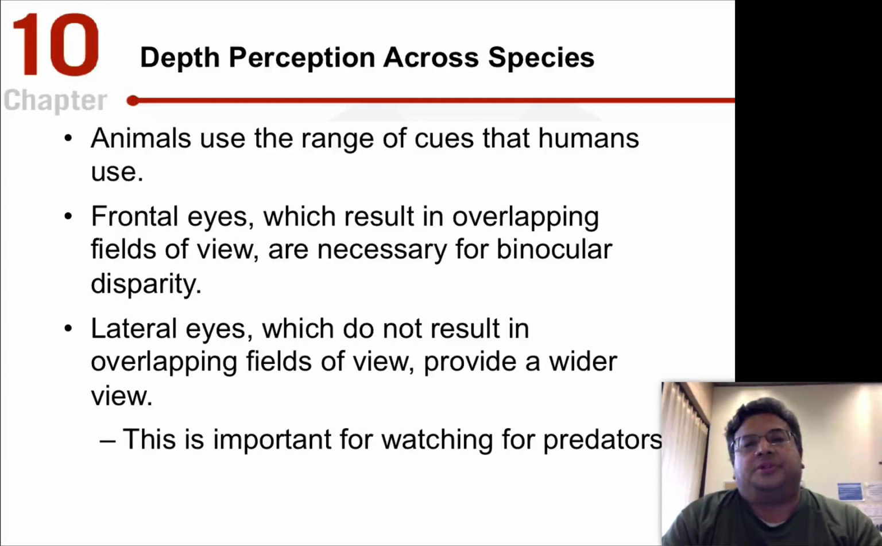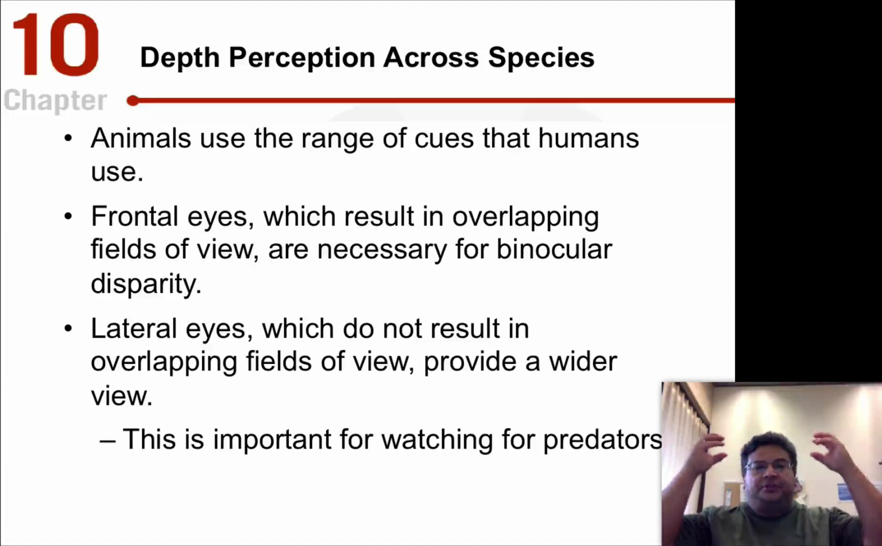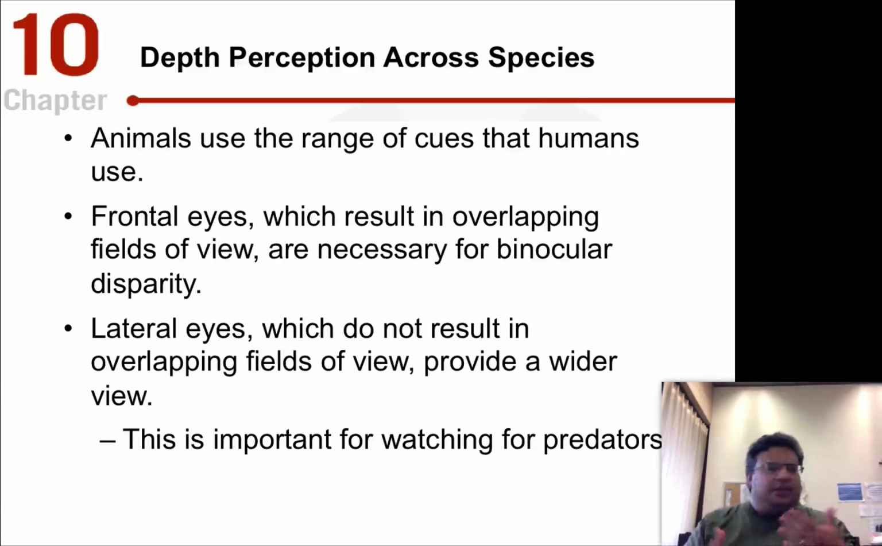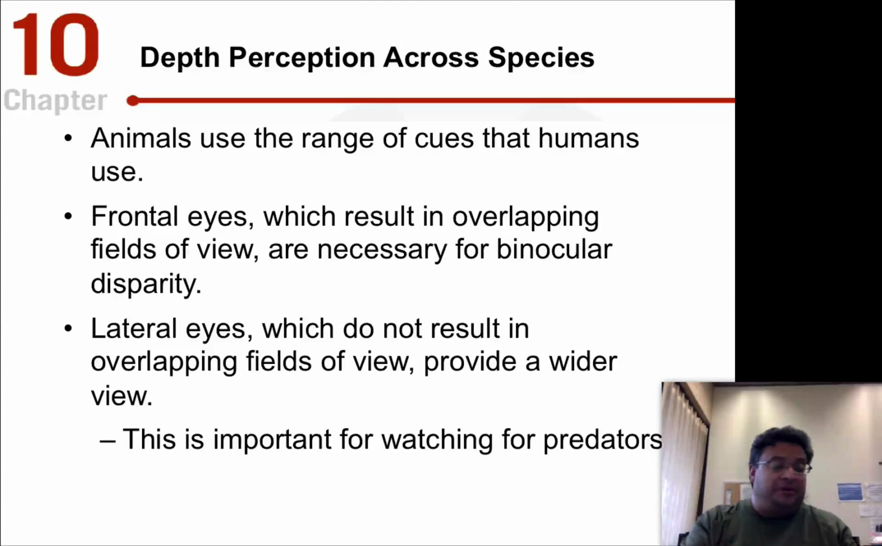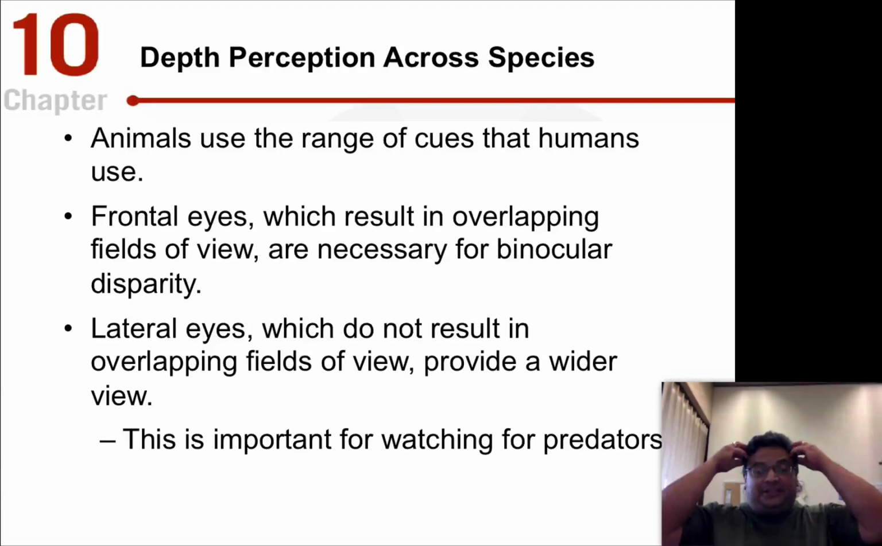Different critters, of course, use different senses for perceiving depth. One of the differences that you can see among mammals is critters that have eyes in the front versus critters that have eyes on the side of their heads. A general rule of thumb is that critters that hunt other critters have their eyes in front, and the critters that get eaten by other critters have the eyes on the sides of their heads.